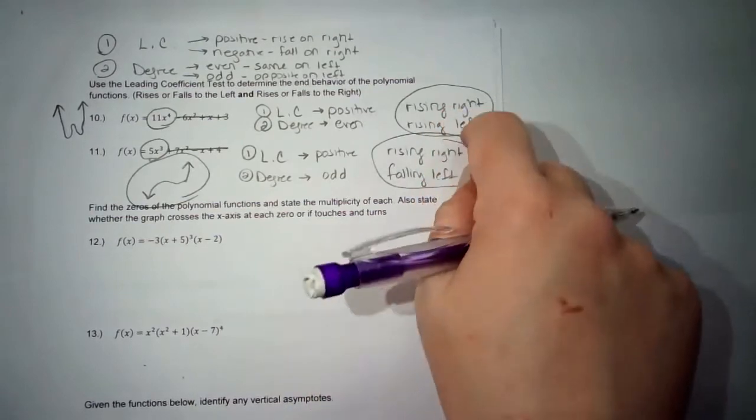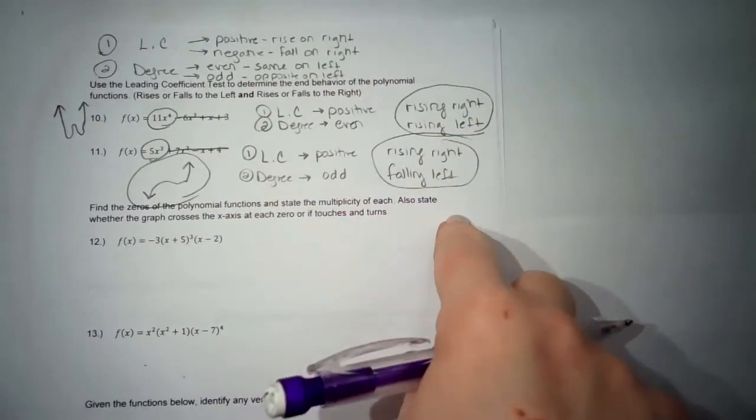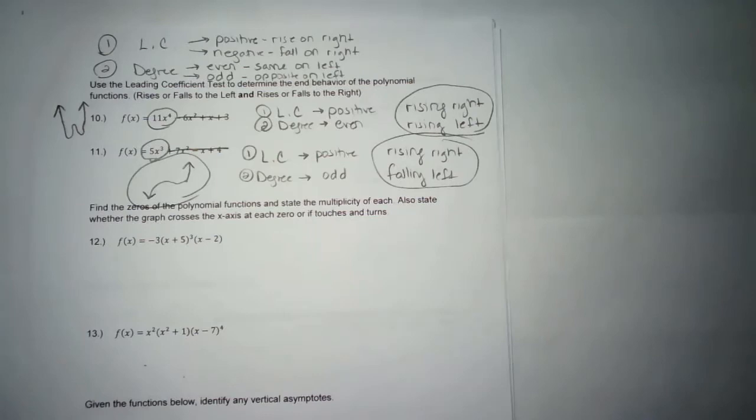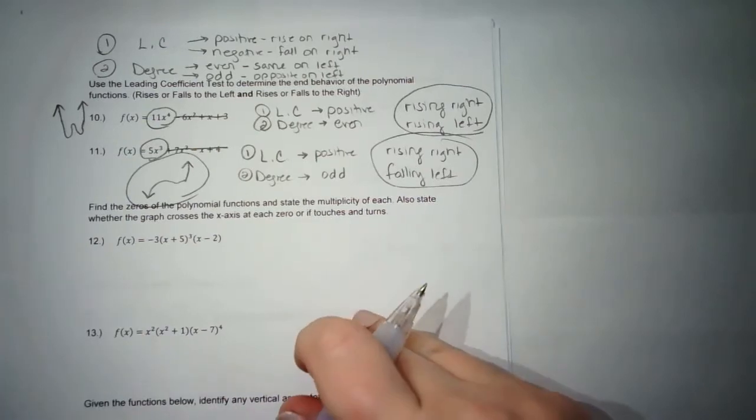Now it's also going to have the words there too. So it'll be the only graph that says rising right, falling left. But it'll show you a picture too. Is that okay? All right.